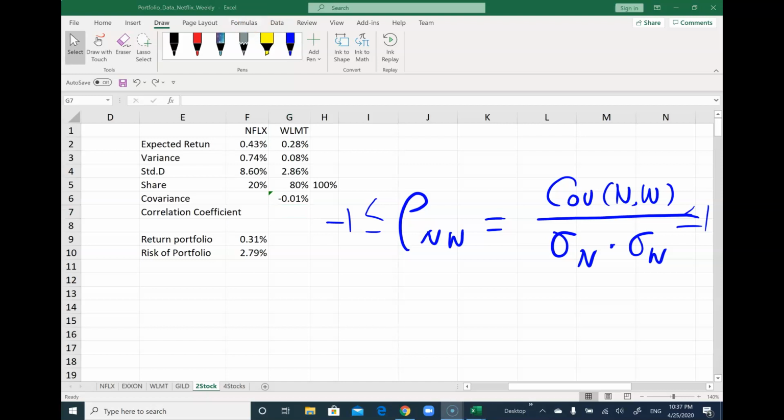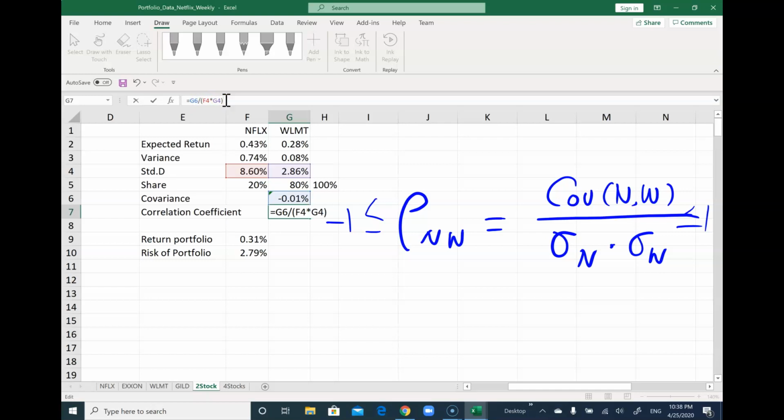Now, given the relationship between the correlation coefficient and the covariance, we can easily calculate the correlation coefficient. The correlation coefficient is the covariance between the two assets divided by the standard deviation of Netflix times the standard deviation of Walmart. So we have to actually put a parenthesis between the two.